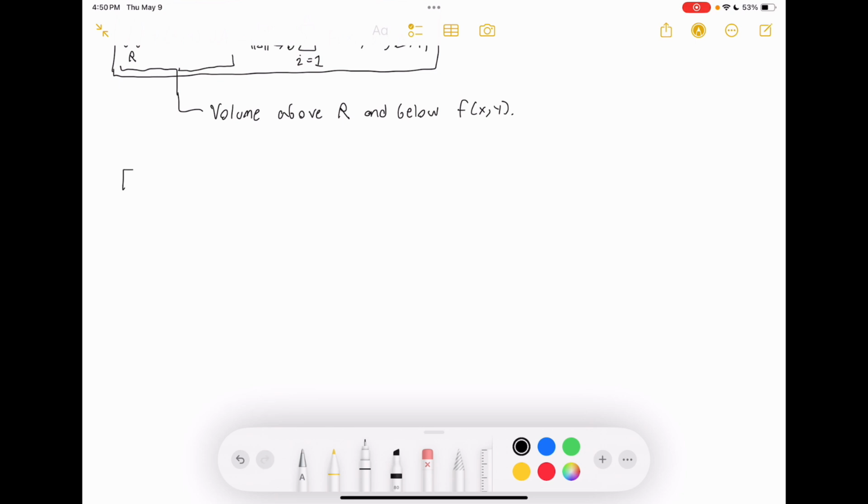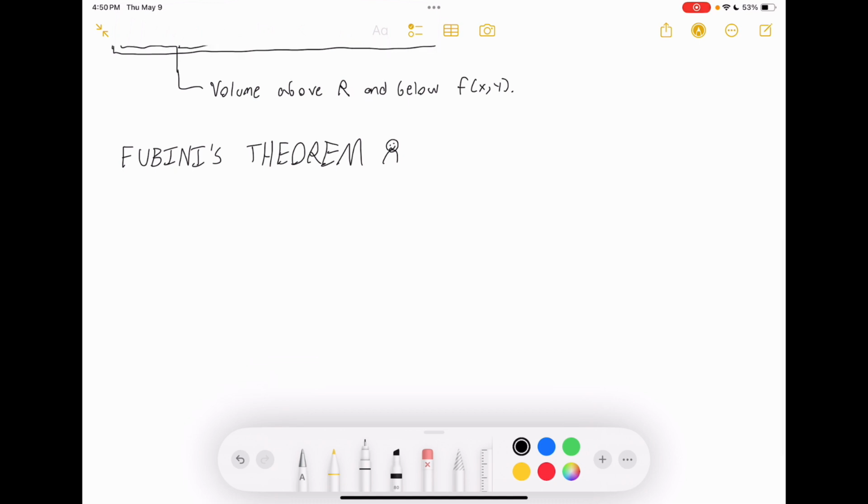So this is Fubini's theorem. Let's just pretend that person is Fubini. Anyways, let's just say that you have a function f of xy, and it's continuous on some plane region R. So let's just say function f of xy continuous on R.